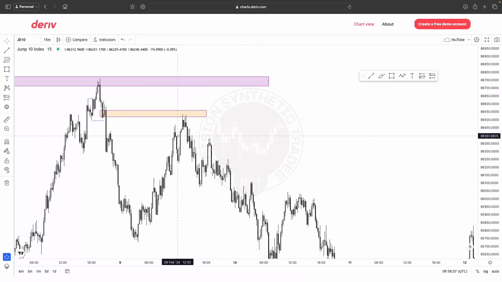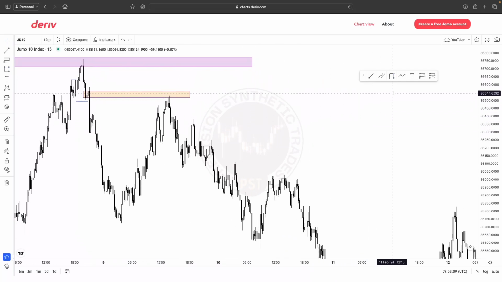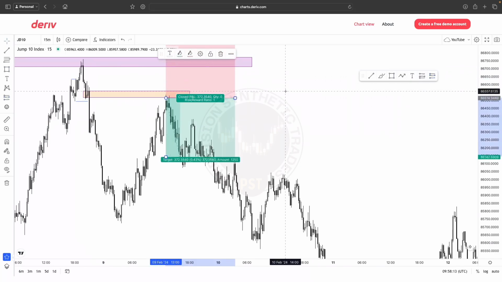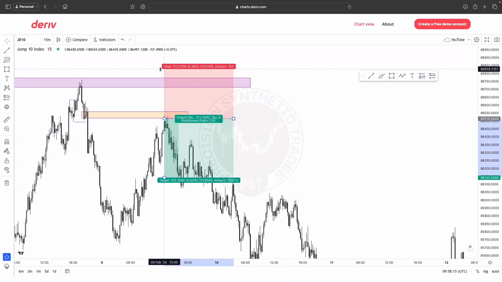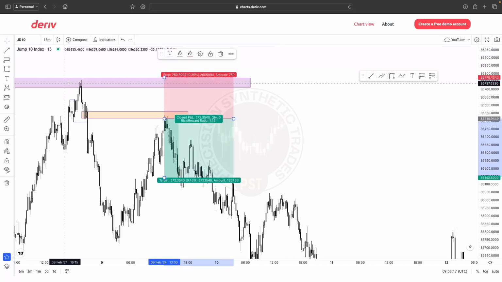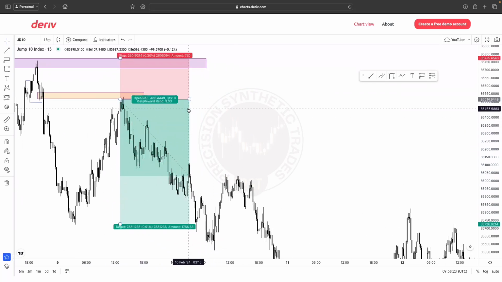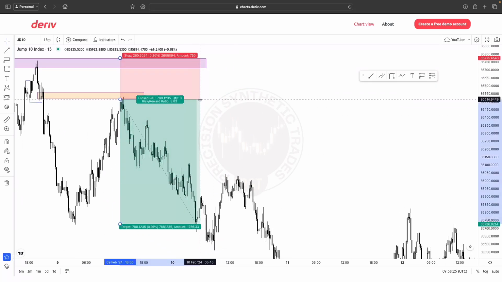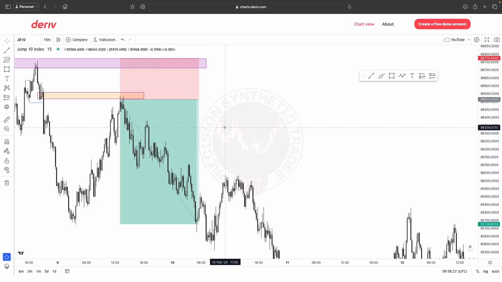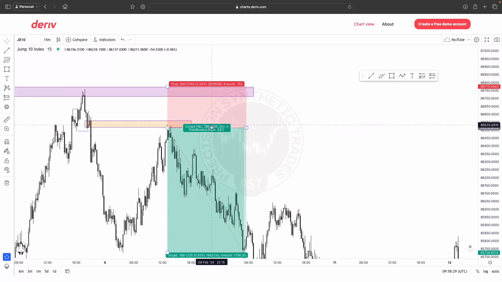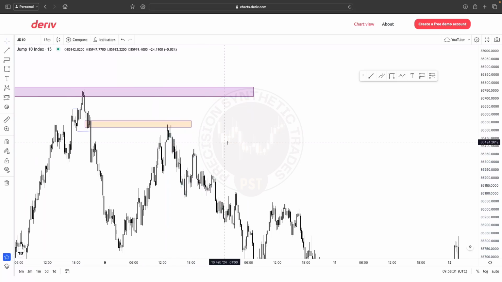As you can see, price came in and you can literally enter your trade from here. Stop loss above the most recent high, and you target the low, the next level of liquidity. As you can see, that's a beautiful 3 risk to reward trade. Now, let's say, for example, you missed that trade.